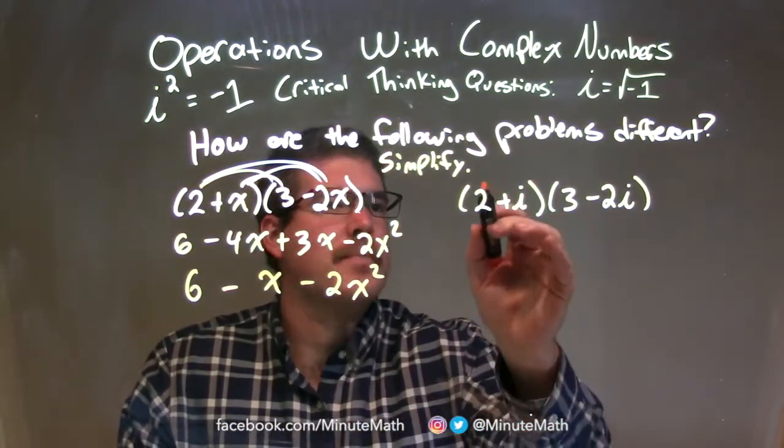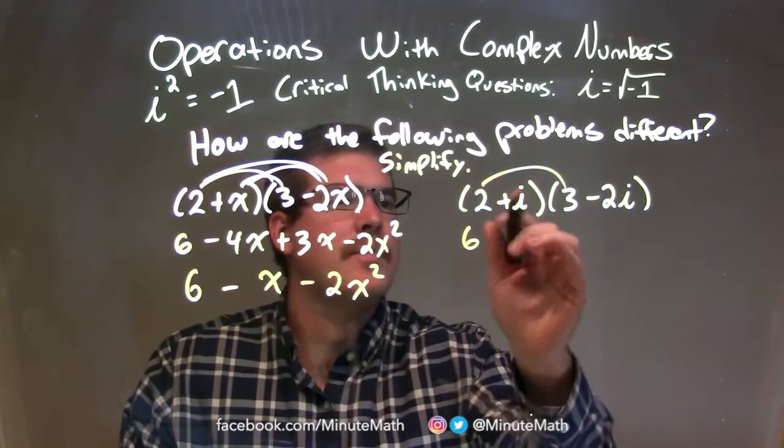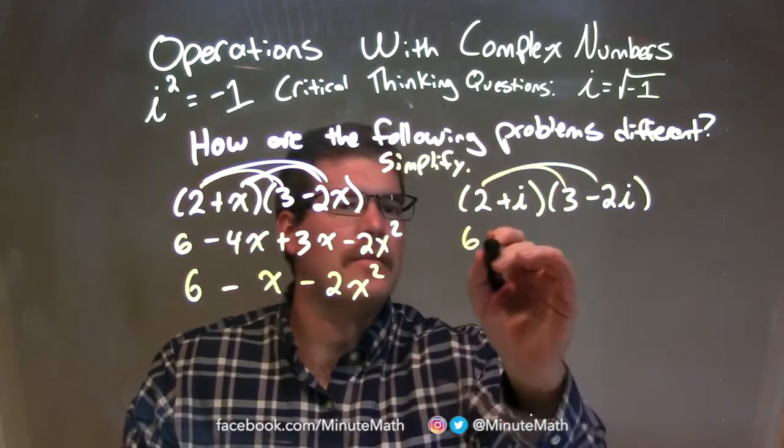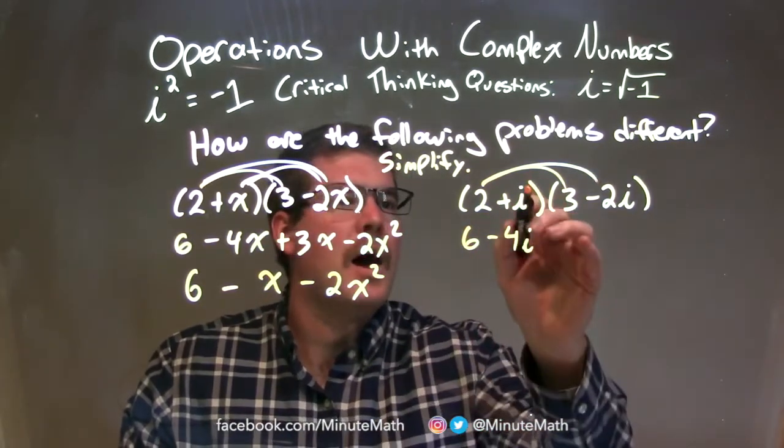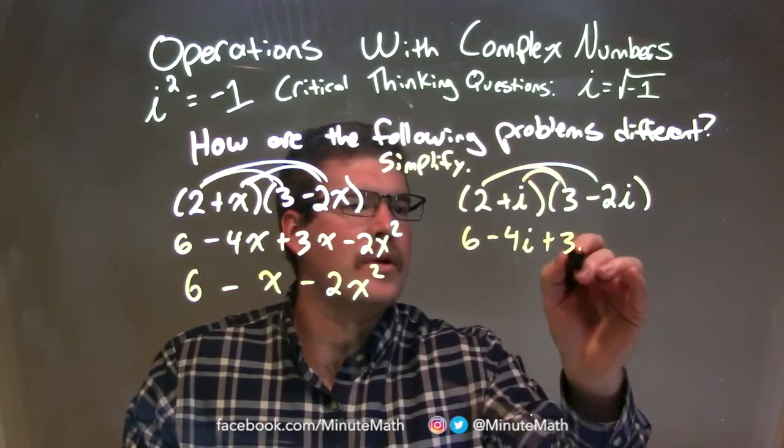Let's distribute this one. 2 times 3 is a 6, and 2 times a minus 2i is a minus 4i. i times 3 is a positive 3i.